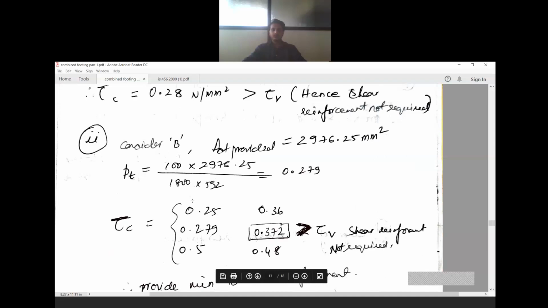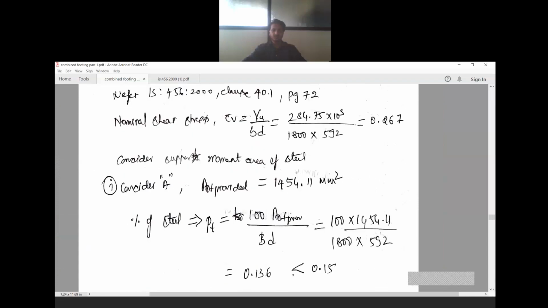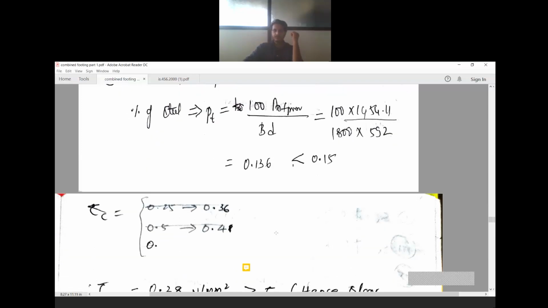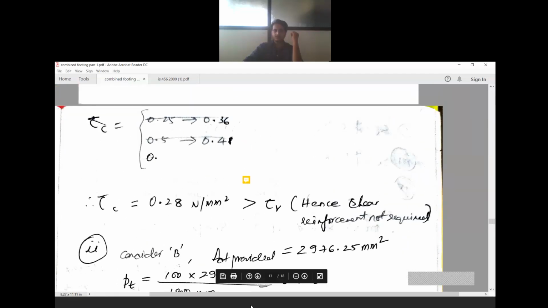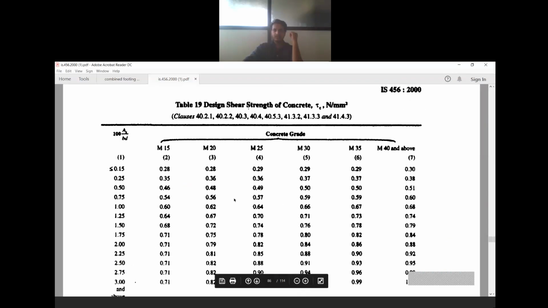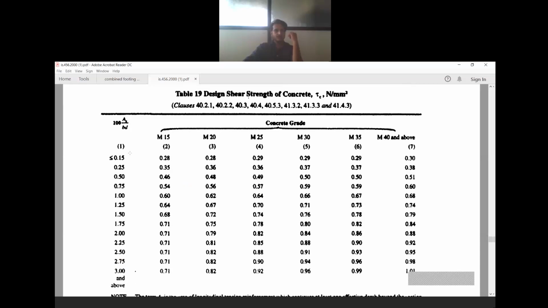I have to calculate the percentage of steel. PT is equal to 100 AST provided divided by BD. This is the formula you will find in IS 456. So the percentage of steel is 0.136. You have to observe page number 73, table number 19. In table number 19, I have to look for the percentage of steel, 100 AST divided by BD. My answer is 0.13, which is less than 0.15.